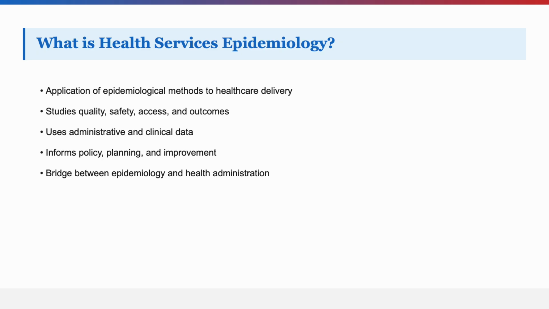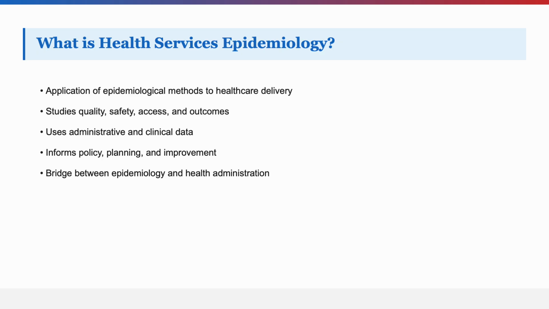Health services epidemiology applies epidemiological methods to study healthcare delivery itself. Traditional epidemiology studies disease causation and prevention. Health services epidemiology studies how healthcare is delivered, who receives it, and whether it achieves intended outcomes. Key questions include: is care safe? Is it effective? Is it equitable? Is it efficient? These are epidemiological questions requiring population-level data and analytical methods.